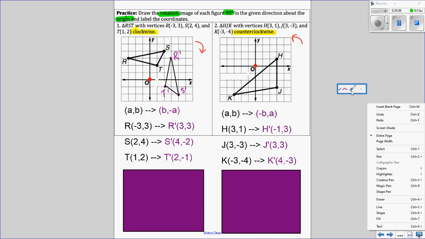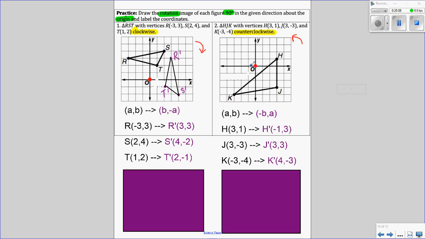So I'm going to plot the points. I got -1, 3, which is H prime. And like I said, be careful when you label it. It's going to be prime. Your new image is going to be prime, double prime, triple prime, depending on how many rotations, how many transformations you did.